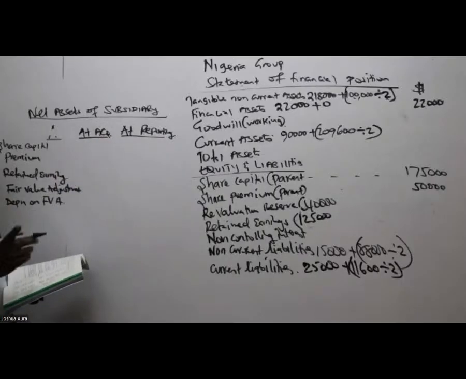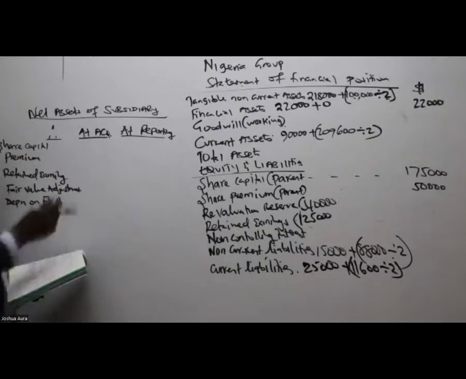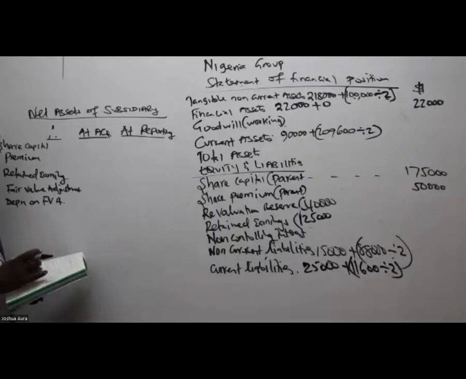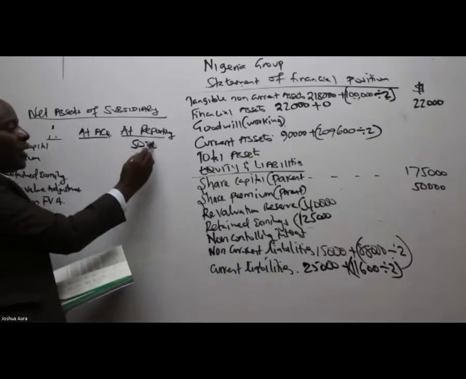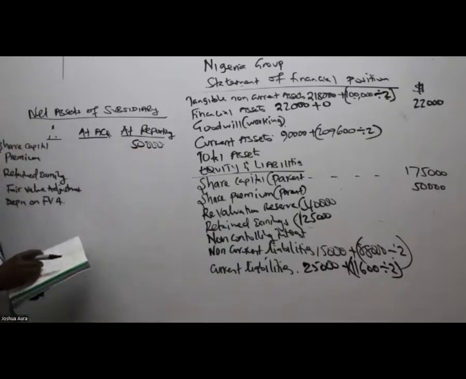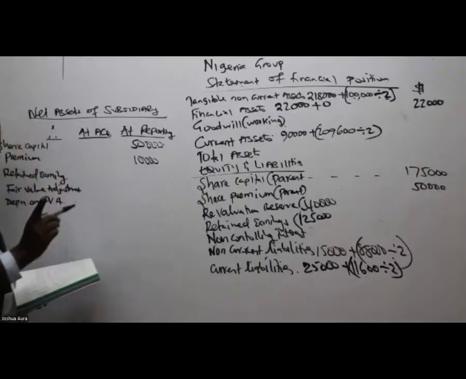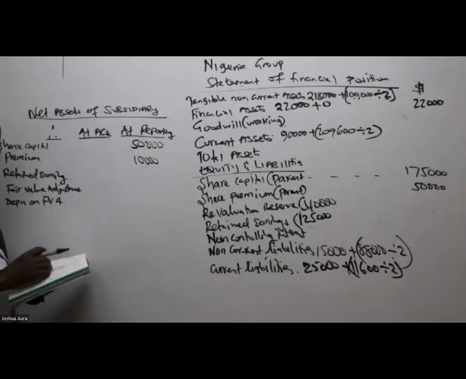Remember, you're talking of net assets of the subsidiary. Here, we shall not pick net assets of the parent at all. So the first ordinary shares that I will pick are ordinary shares of Lagos, our subsidiary. Because I'm picking this figure from the statement of financial position, the 50,000 should come here at reporting. And then I can see the premium there, 10,000, for Lagos. There is no reserve there.